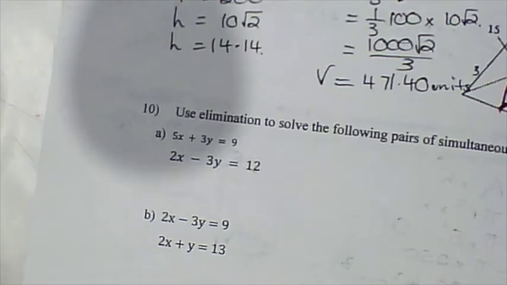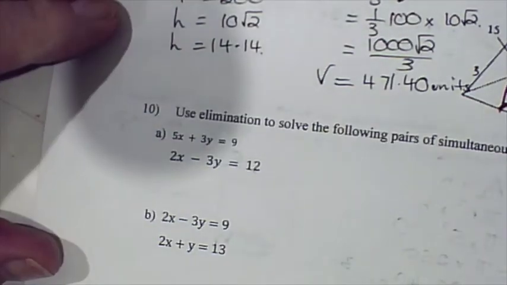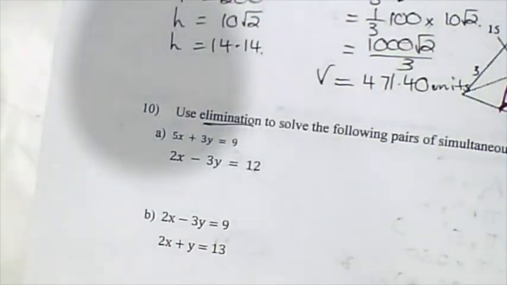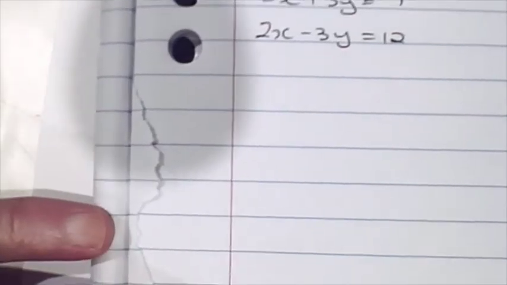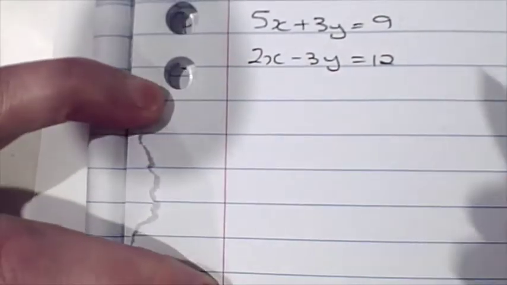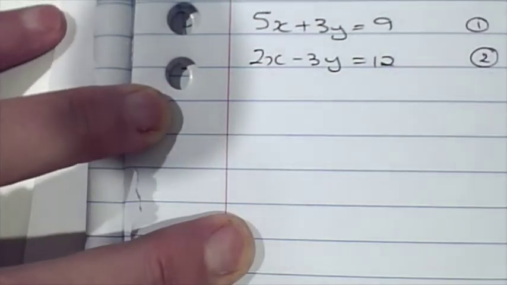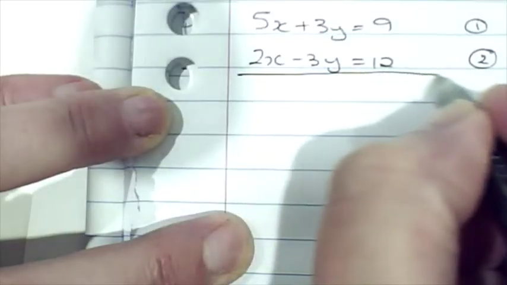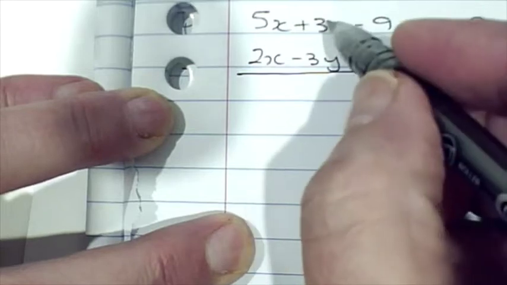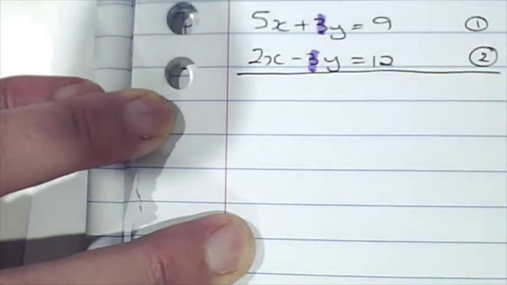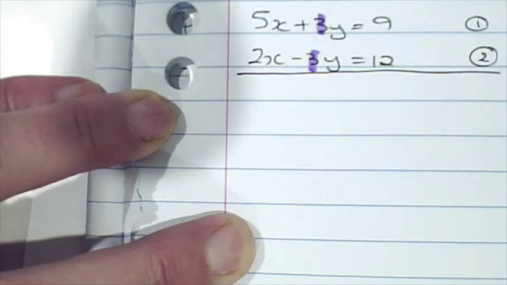Okay, question 10 is all about you solving simultaneous equations and using the elimination method to do it. So I have copied my equations across to some more paper because there's not enough room. Okay, so this is equation 1 and equation 2. Now I'm going to add these two equations together because my coefficients here are both 3, and one's positive and one's negative.